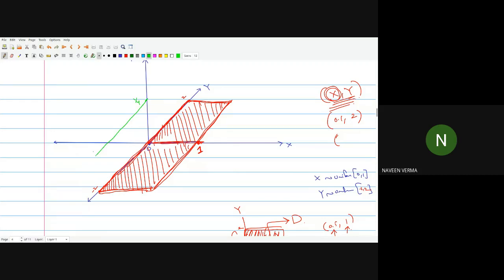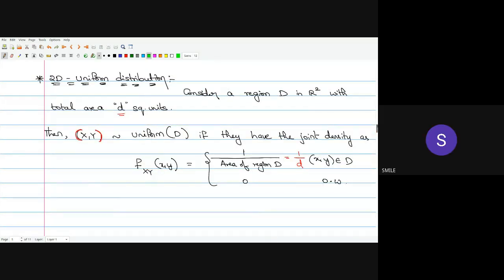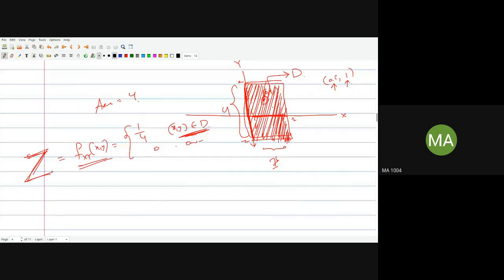Sir, what is the logic behind 1 upon the area? Why so? The integration should be 1, so the volume should be 1, right? If you take any value k and multiply it with the area, it should come out to be 1. So that should be 1 by area. If it is uniform, the probability density at every point should be the same, right? Uniform case.